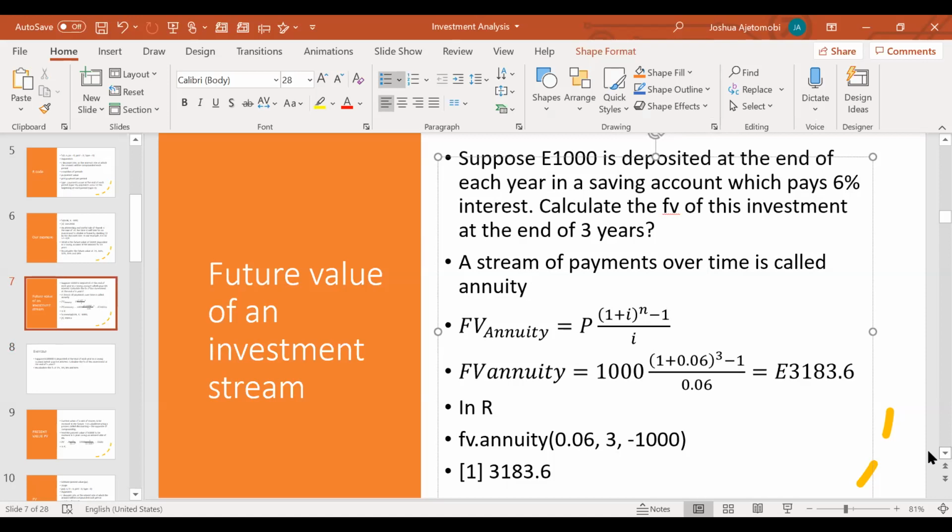Prof, I'm not sure. PV. You have to, not PV, you use FV dot annuity. FV, yes. This is future value. Annuity. If you say FV dot annuity, in fact, it's going to come up. Then you have the interest rate, which is 6%. The number of years is 3. Then the amount deposited. I got it, Prof. Oh, that's fine. That's great.